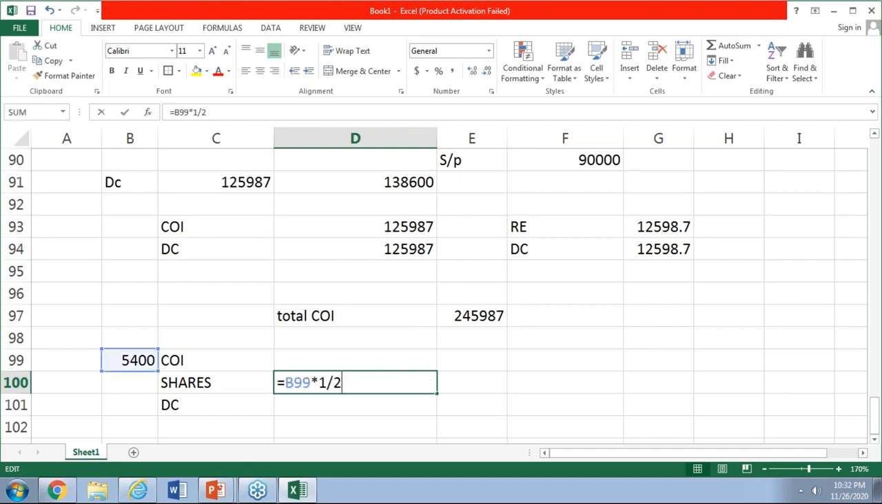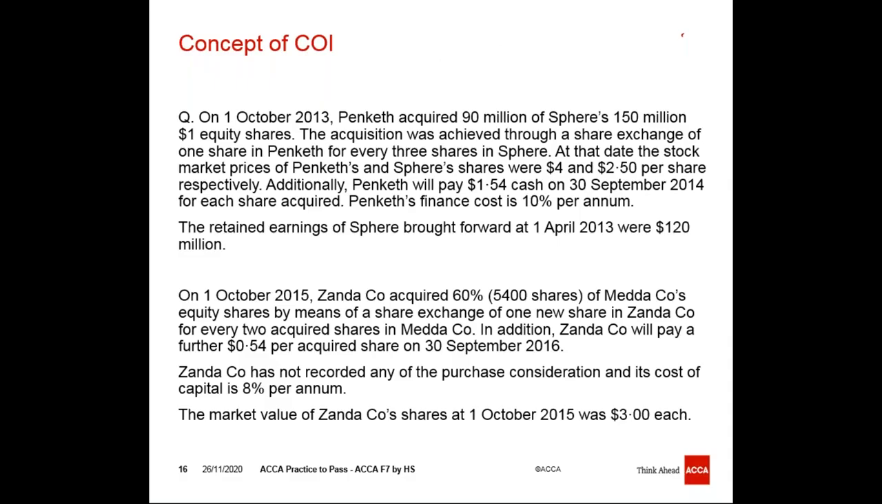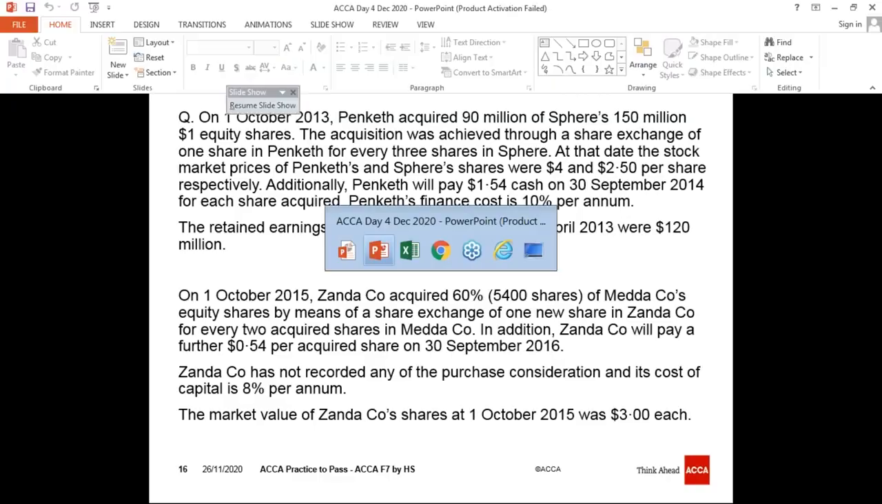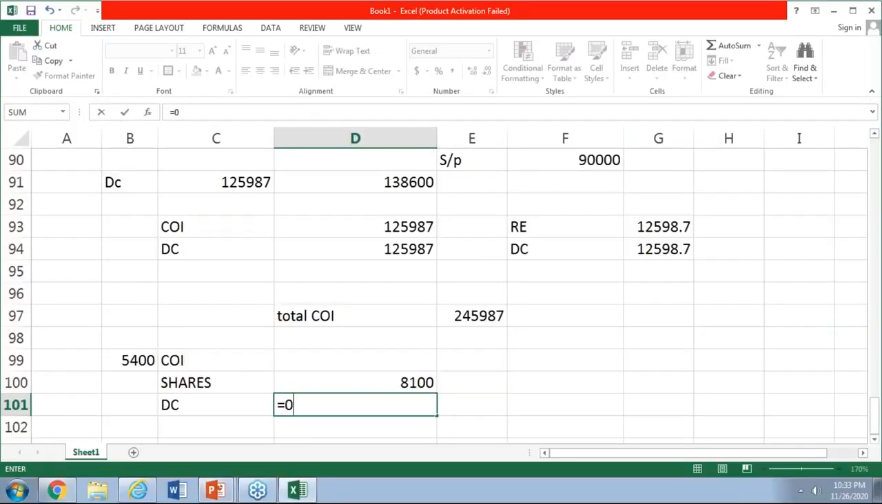Okay. And for each share that we are issuing to the Meta company, the price is 3 rupees per share. So the total amount will be 8,100. Similarly, for each share we are paying 0.54 into this figure 5,400 in the future. So it should be discounted.